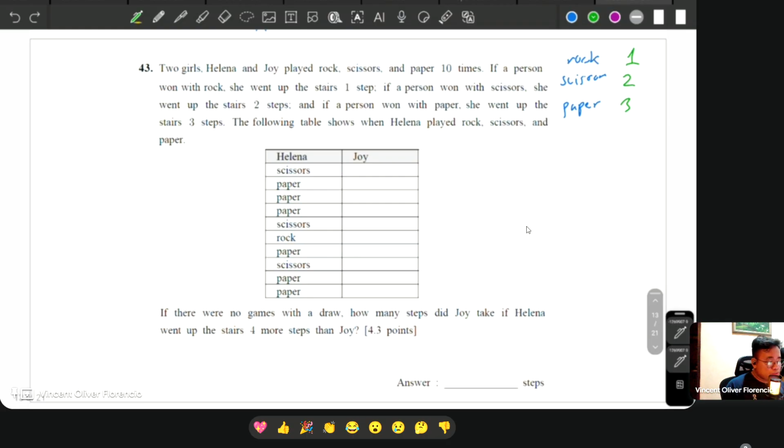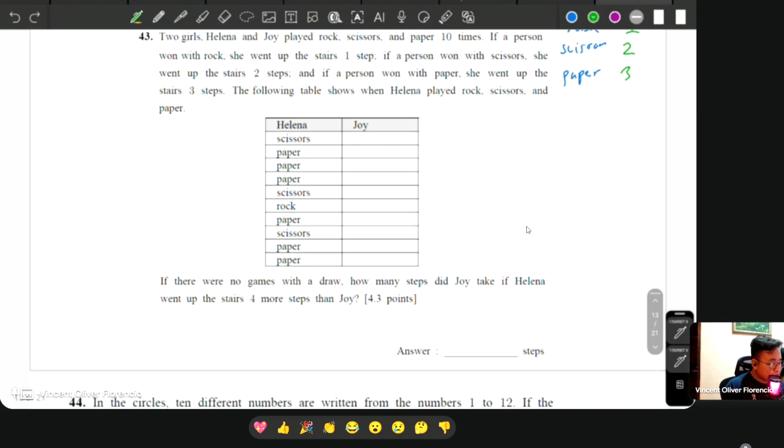Okay. So if the person won, no, this one on the bottom. If there are no games with a draw, there's always a winner. How many steps did Joy take if Helena has 4 more steps?